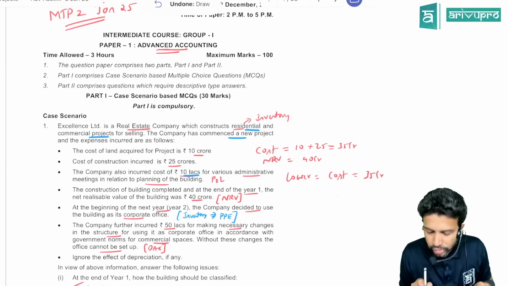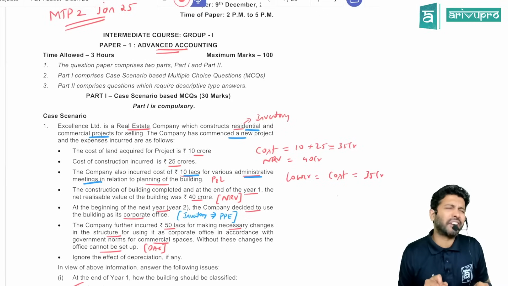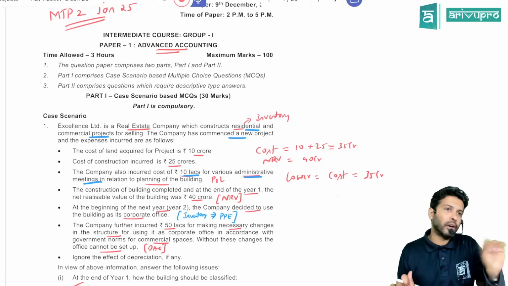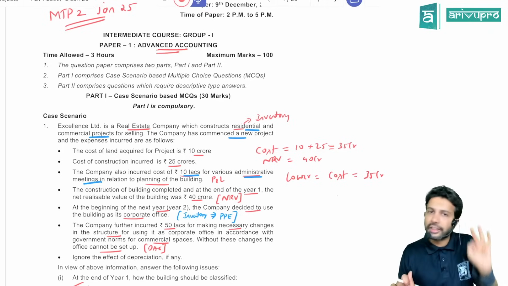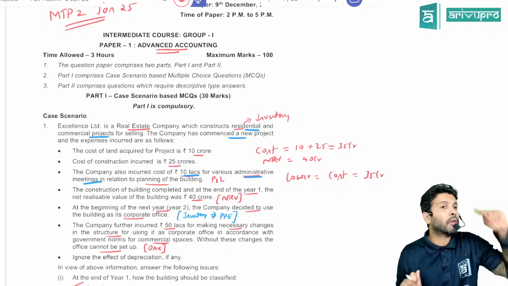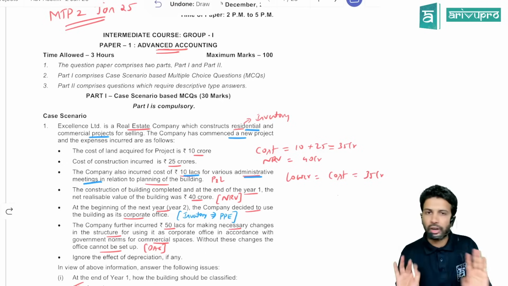Company also incurred 10 lakh rupees for various administrative meetings. Stop there. Can you add administrative expenses to the cost of inventory? No. All administrative overheads, selling and distribution overheads, abnormal loss, all this as per AS 2 should be transferred to the P&L account. So this cannot be capitalized.